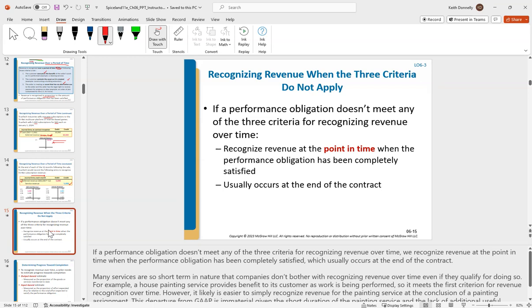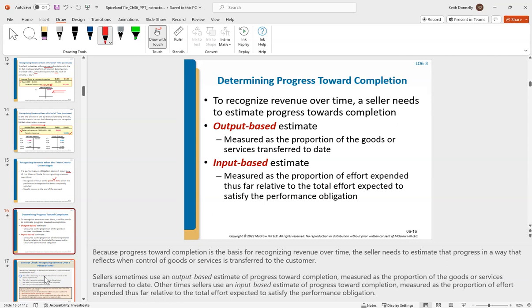All right, so it says if a performance obligation doesn't meet any of the 3 criteria for recognizing revenue over time, then you can recognize it at a point in time when the performance obligation has been completely satisfied. Usually this occurs at the end of the contract. So they talk about a simple example here. Hey, you could have a painter who's painting a house. It might take him 4 days. Could he hypothetically do it 1 day at a time, credit revenue as he earns it? Sure, it's probably easier if he just waits until the end of the 4 days and credits the revenue then, right? That's kind of what it's saying there down in the parenthetical.